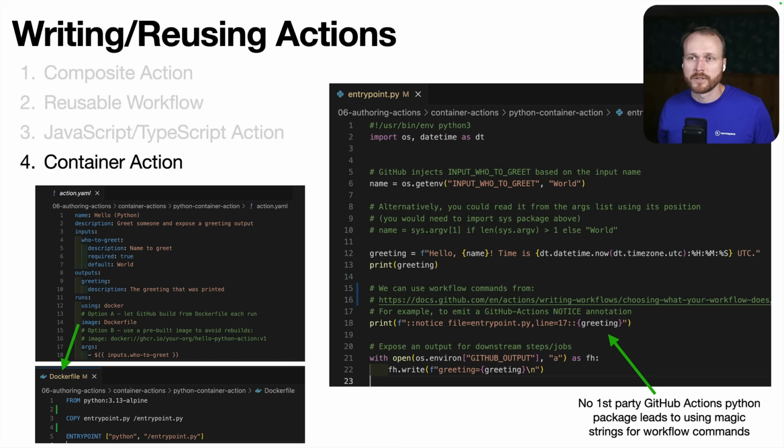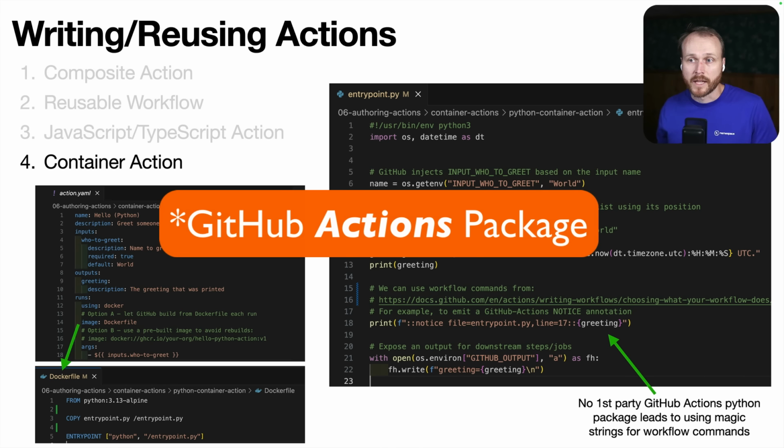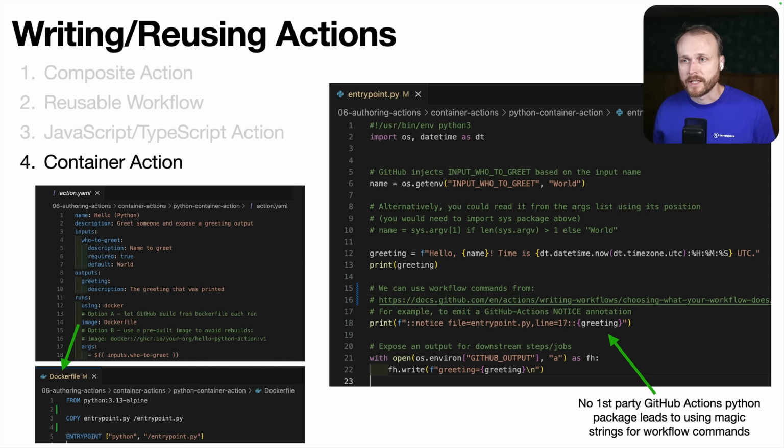Also, there's no official GitHub package for languages other than JavaScript. So in order to interact with GitHub Actions, I end up having to print these magic strings to console using things like ::notice there on line 18, rather than being able to use a specific method from that core package that we had in JavaScript. To write to an output is shown here on line 21, where I need to open the file that is at that GitHub output path and then append any information to it, similarly to how we did before when writing to it in Bash.